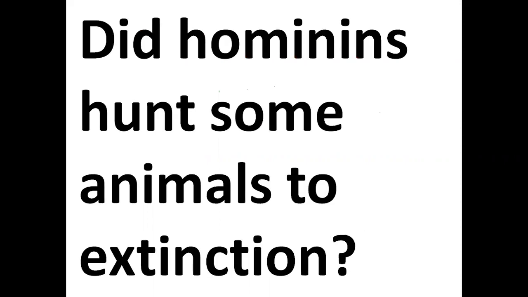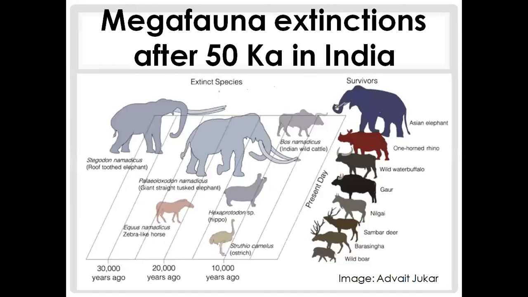Did hominins hunt some animals to extinction? This is a question that is being asked for Africa, Australia, North America, and now it's being asked for India. For example, we have these five species becoming extinct between 40,000 and 10,000 years ago. Two species of elephants, one wild horse species, one wild cattle species, hippo species, and ostrich. A lot of people don't realize that in India, we had ostriches and hippos.